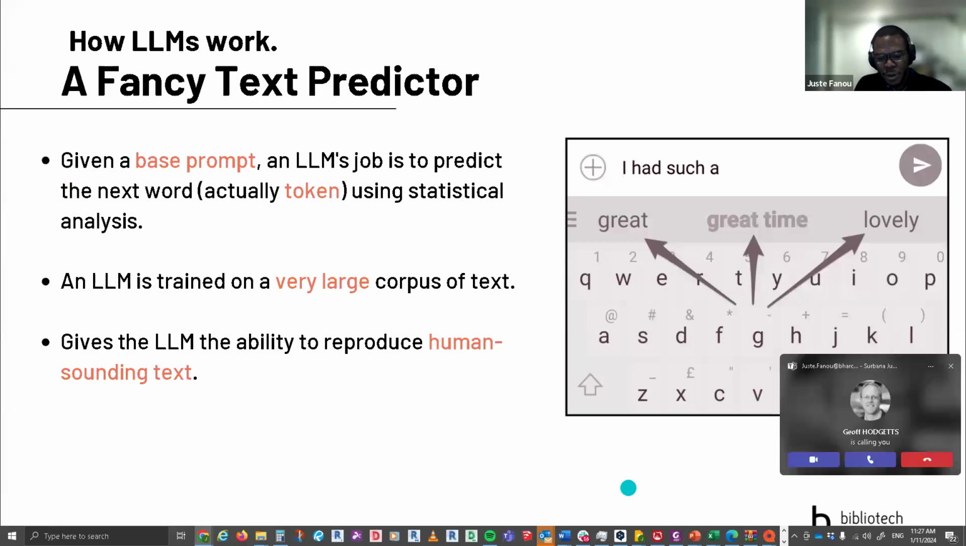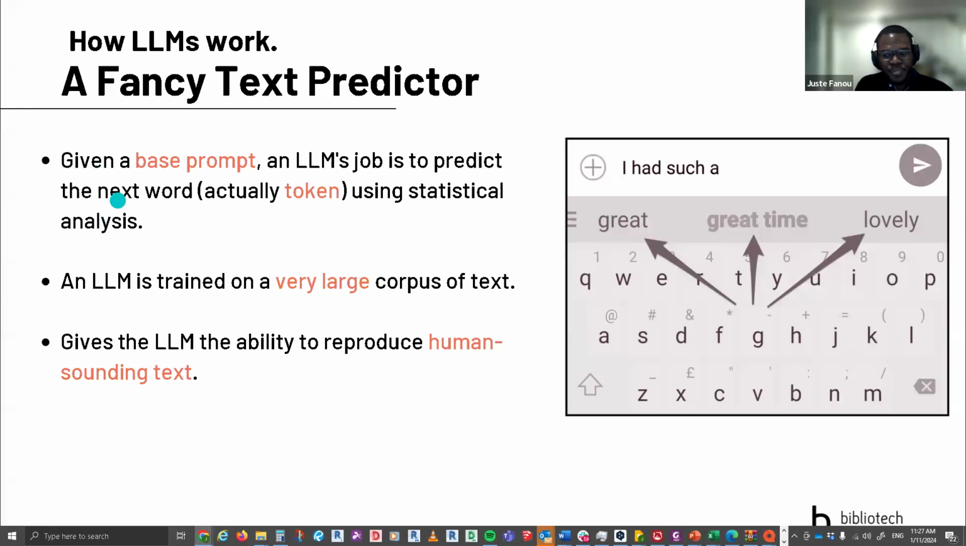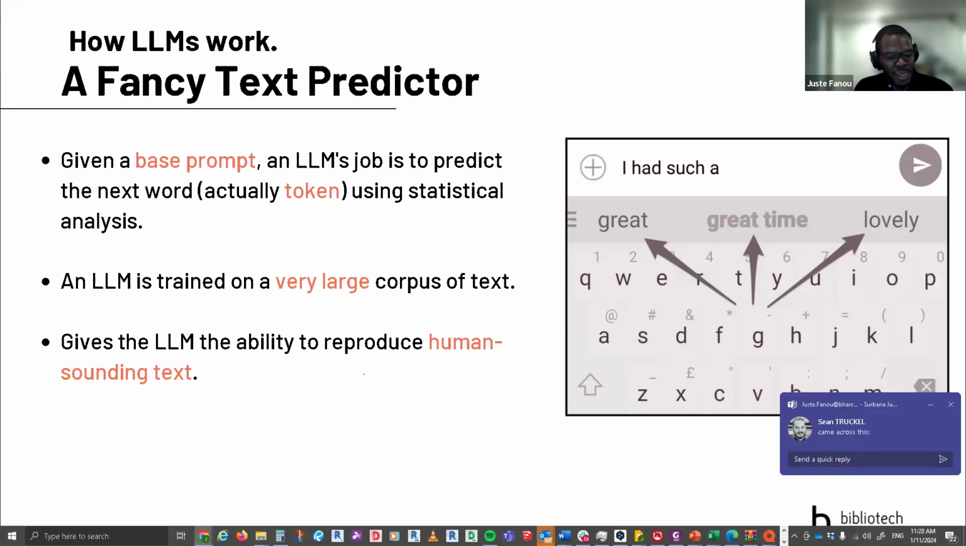Depending on the language that you're studying, these tokens are portions of the word. So for example, base might be broken down into BAS and then E, for whatever reason, for the purposes of the model learning the language. I think OpenAI has a token counter. If you put a sentence into it, it will show you exactly how the tokens are broken down. And so the LLM is trained on a very large corpus of text. Because it knows so much, it basically predicts what the next text is. And that gives the LLM the ability to reproduce human sounding text.